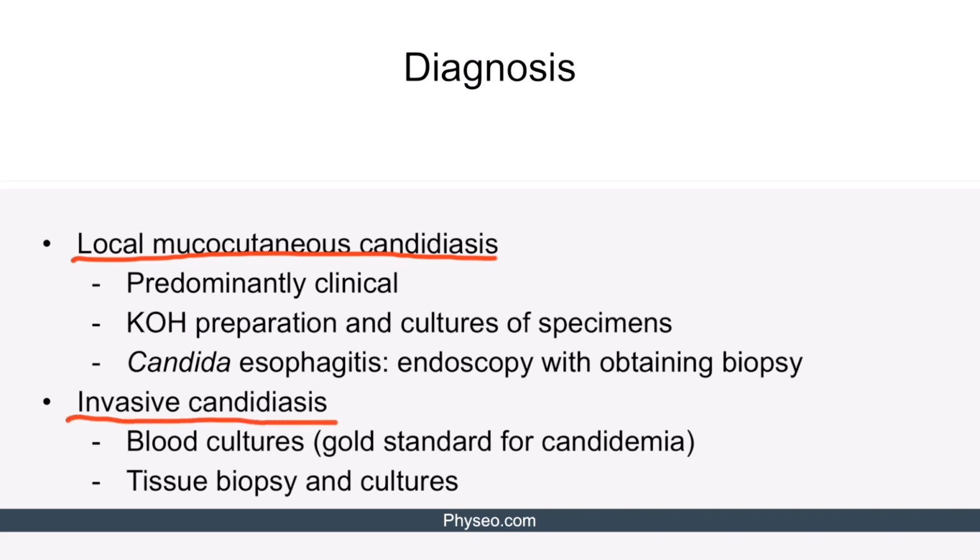Now, in invasive candidiasis, you need positive blood cultures. And that makes sense because, again, it's spreading throughout the blood, and you're expecting candidemia. So get a culture of that. And you can also consider a tissue biopsy and getting a culture.